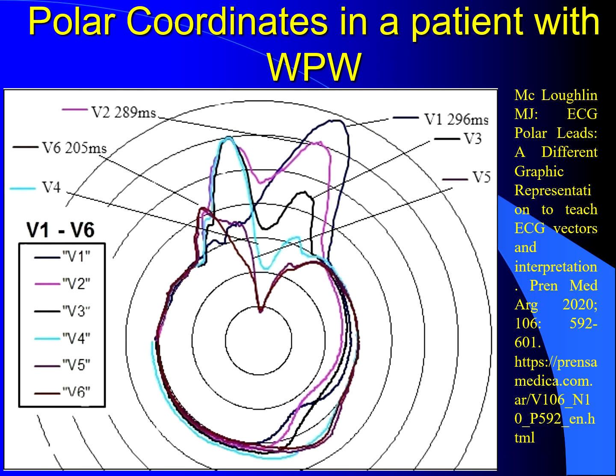Polar coordinates in a patient with WPW. Circular ECG in the transverse plane in one patient with pre-excitation and abnormal ventricular depolarization. Superimposition of the precordial leads demonstrates two independent waves of depolarization. The stimulus first passes through V6 pool at 205 milliseconds, in coincidence with the delta wave in V1 pool.